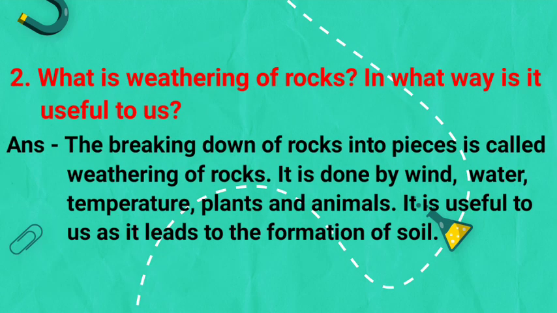2. What is weathering of rocks? In what way is it useful to us? Answer. The breaking down of rocks into pieces is called weathering of rocks. It is done by wind, water, temperature, plants and animals. It is useful to us as it leads to the formation of soil.